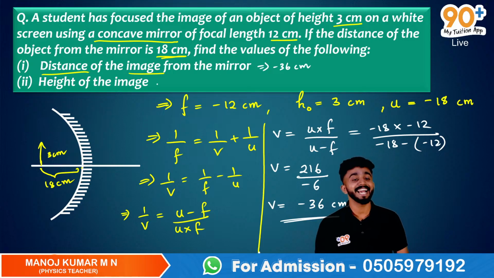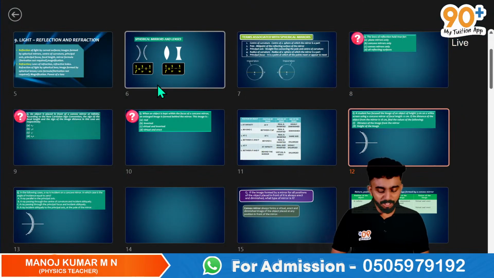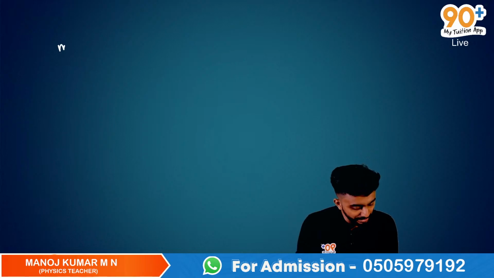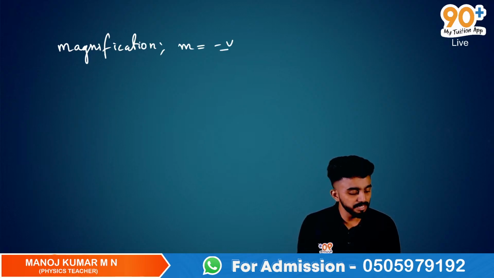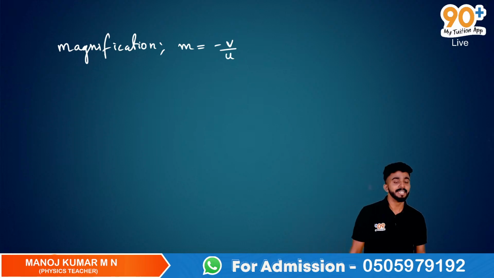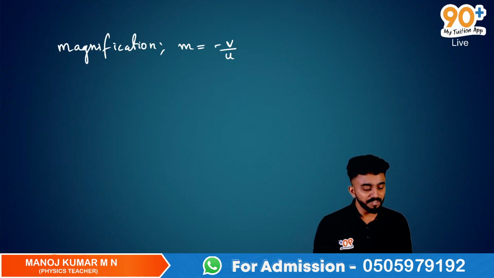Now the height of the image, HI, they are asking. HO is given. So guys, based on the magnification concept, magnification m is equal to minus v by u in the case of mirrors. In the case of lenses, it is plus v by u. Got it? So magnification m is equal to minus v by u in the case of mirrors.